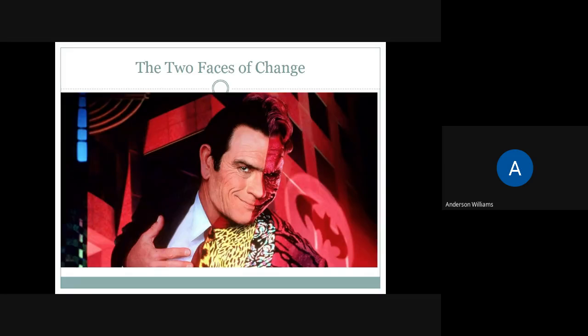Here we have another character from one of my TV series, Batman. Here we have Tommy Lee Jones playing the part of Two-Face. This symbolizes change. Change wears two faces, the face of danger and the face of opportunity. The danger face is usually seen first. You may have to look hard to find the opportunity face.